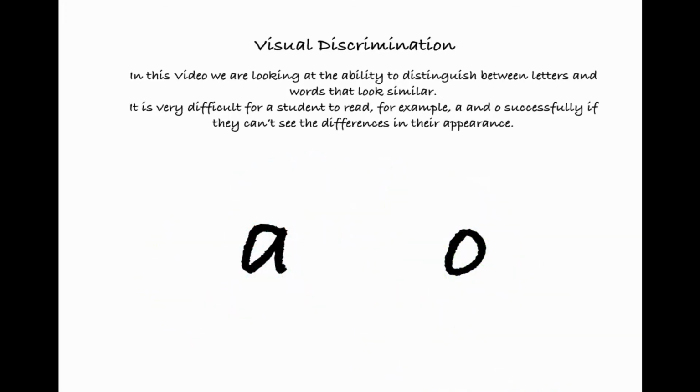And if we were working with the student on these two letters, we would talk to them about how they look the same and how they look different. So, for example, A and O are both round in shape, but the A has a tail on the side, so it looks different to the O.